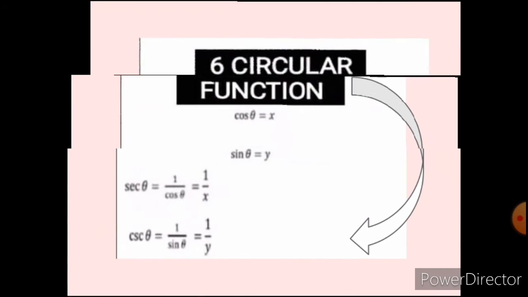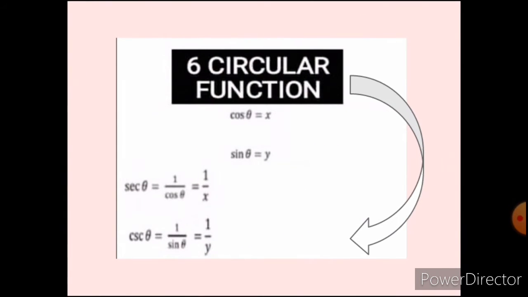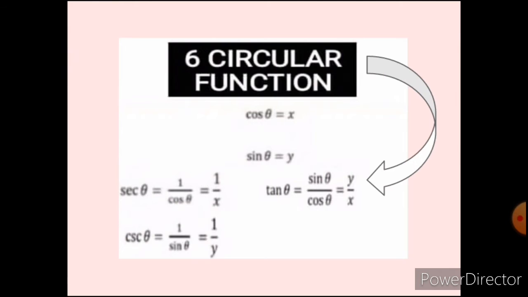Now, let's have the fourth circular function, that is cosecant theta. Cosecant theta is equal to 1 over sine theta. If sine theta is y, then cosecant theta is equal to 1 over y. Now, let's have the fifth circular function, that is tangent theta. Tangent theta is equal to sine over cosine theta, that is equivalent to y over x, because sine theta is equal to y and cosine theta is equal to x.